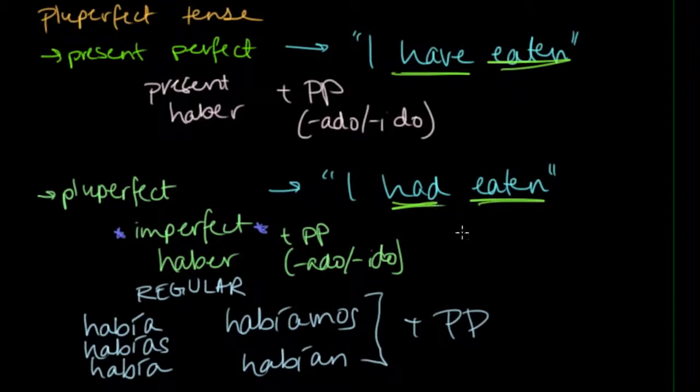Perhaps we want to say I had eaten. Well, we start with our subject, take the proper imperfect conjugation of haber, and then stick on our past participle, yo había comido.